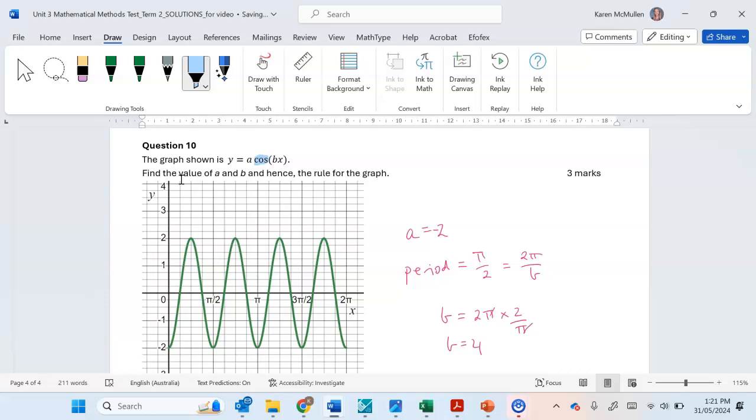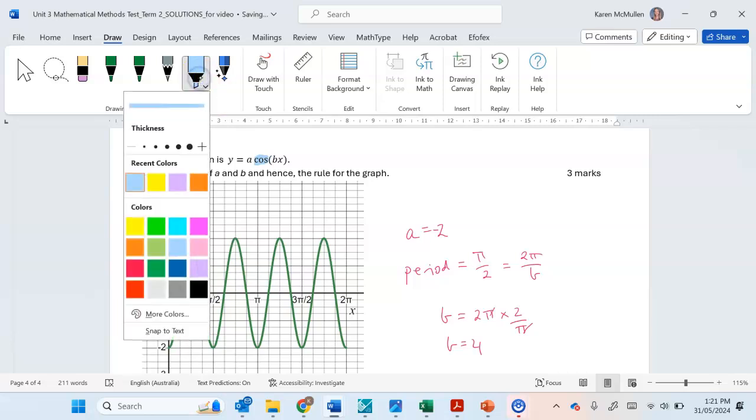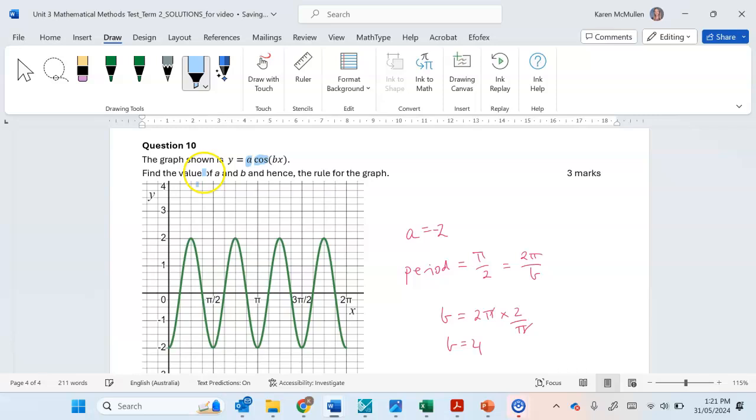Looking at that, it's been reflected. It hasn't had a horizontal translation, which it could have, and it might not need a reflection, but there's a reflection happening here. We only have to find the value of A and B.